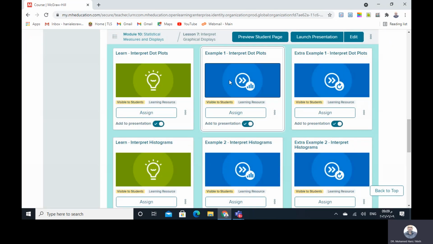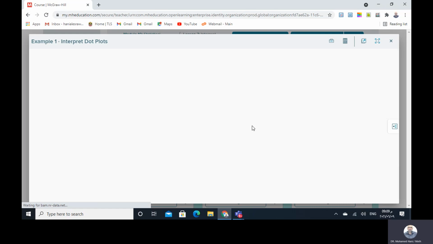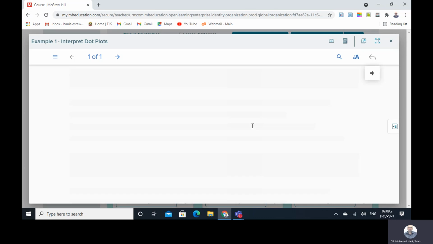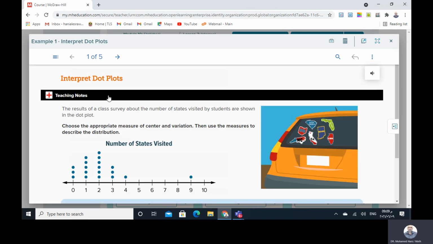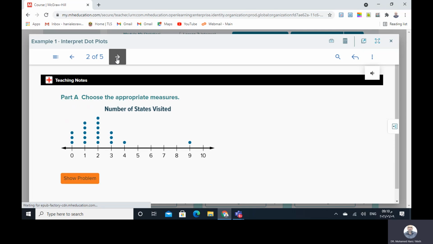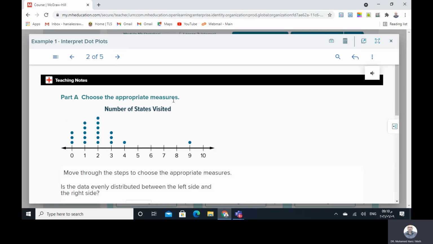For example, interpret dot plots. The results of a class survey about the number of states visited by students are shown in the dot plot. Choose the appropriate measures of center and variation, then use the measures to describe the distribution. As you see here, we have the dot plot. As you see here, this is not symmetric. So the first part, choose the appropriate measures.